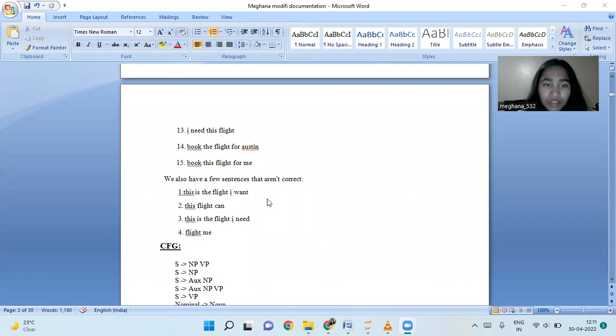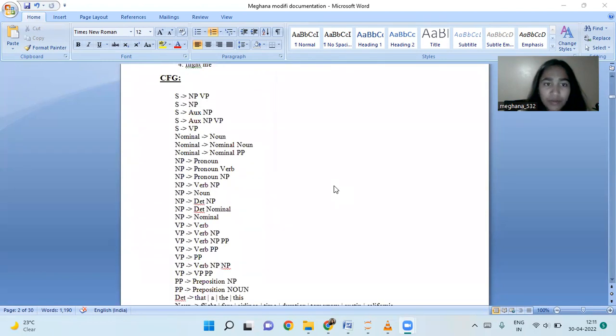And we have also considered 4 invalid sentences like, this is the flight I want. This flight can. This is the flight I need, and flight me. Coming to the grammar we have used for this project, this is the context-free grammar we have considered.